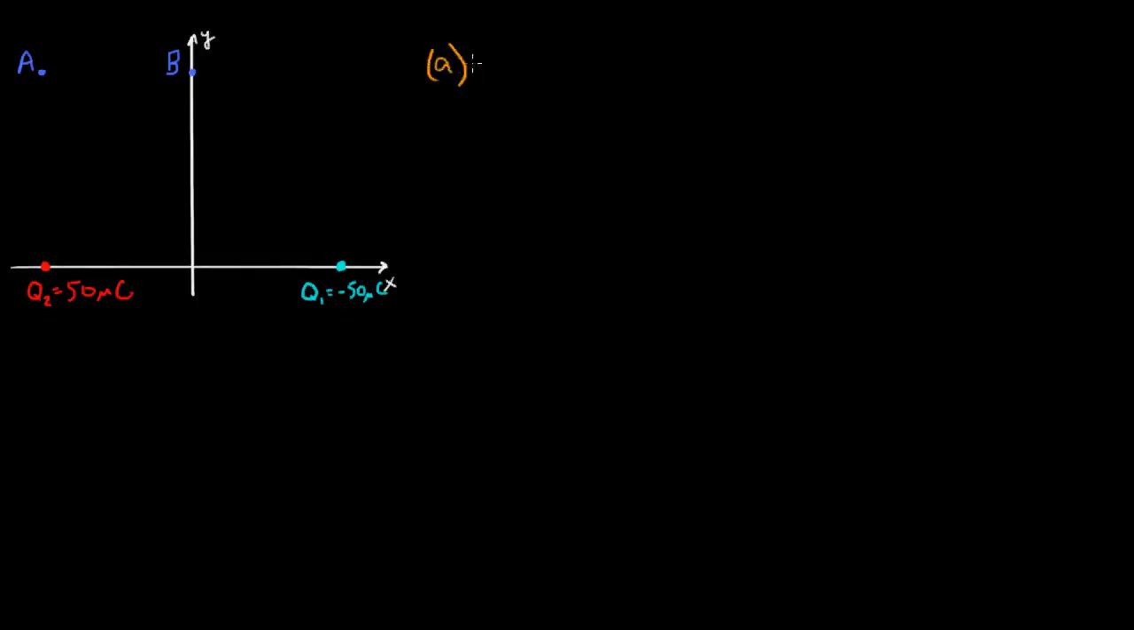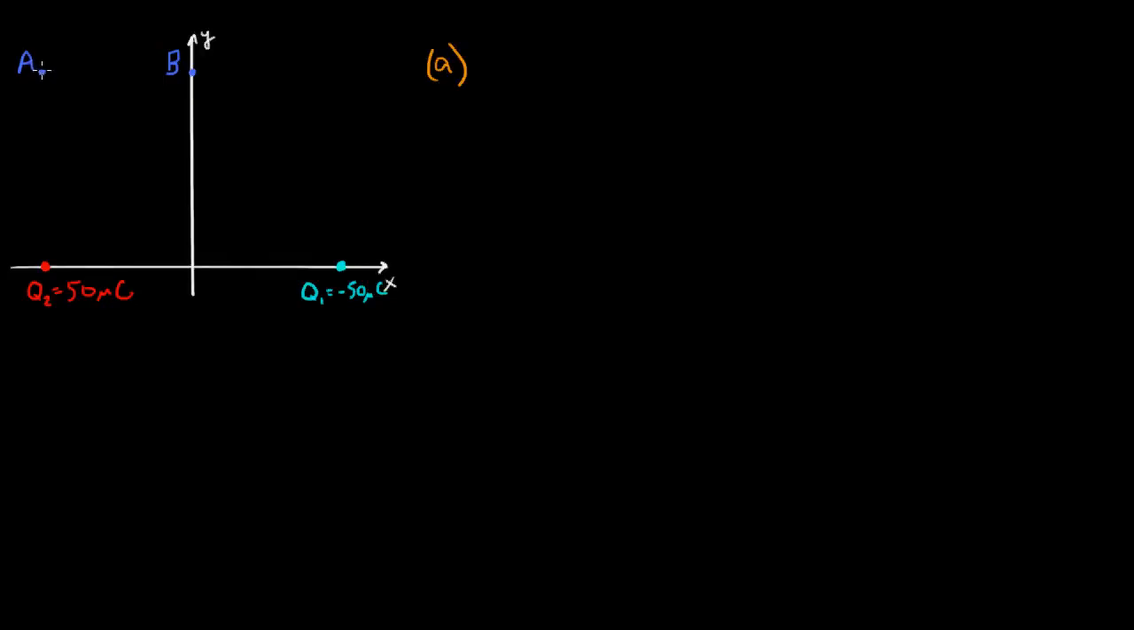Part A says, what is the electric field at point A due to these two point charges? We've got one that's a positive 50 microcoulombs and one that's a negative 50 microcoulombs. The first thing to do is to draw which direction these electric field vectors will point from each of them, and then the next step will be to add them up as vectors.